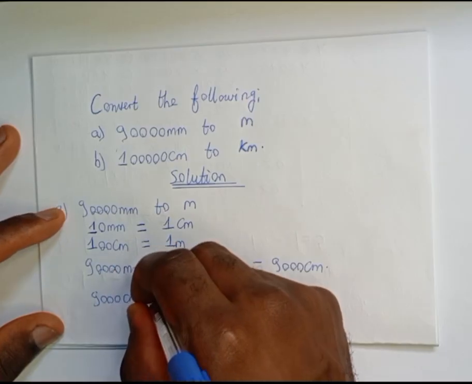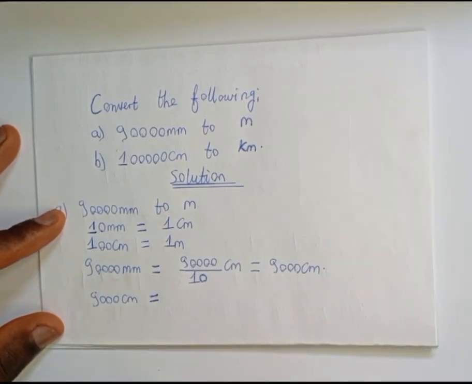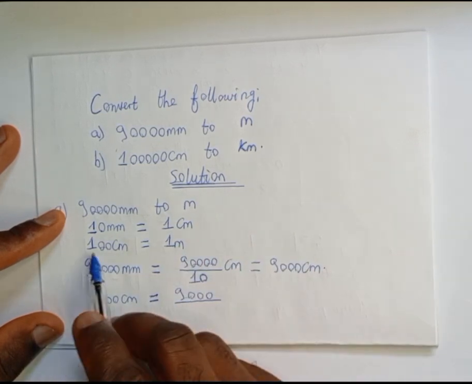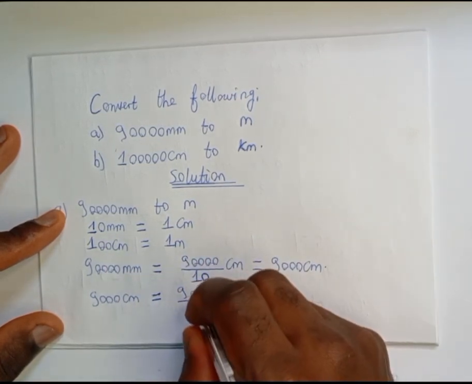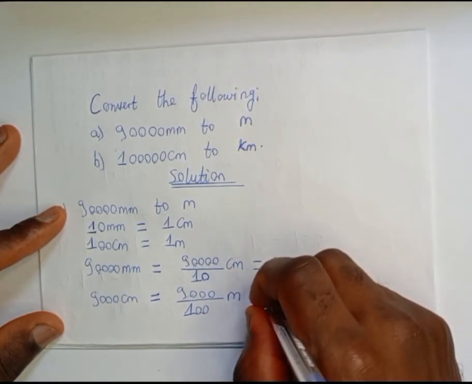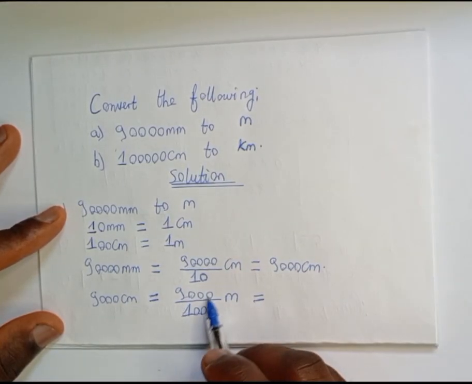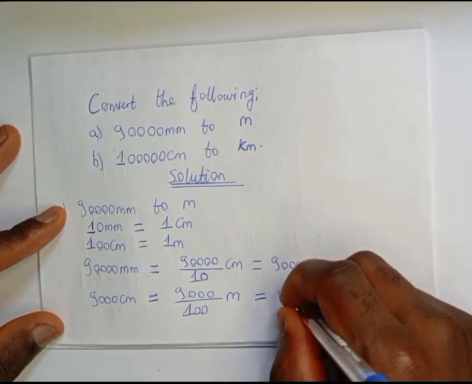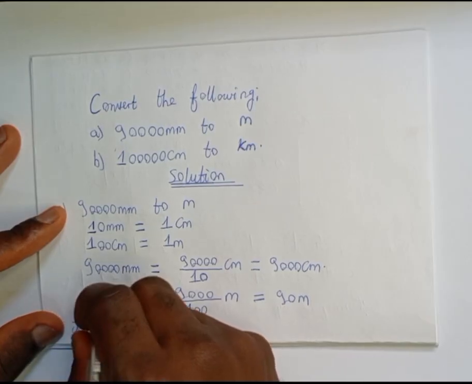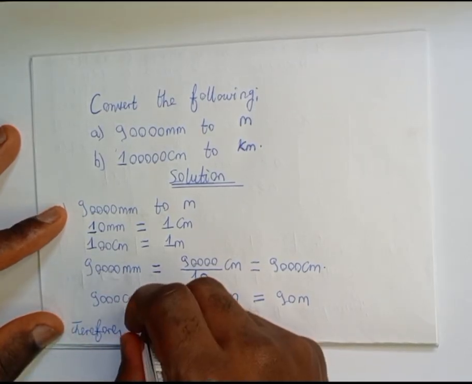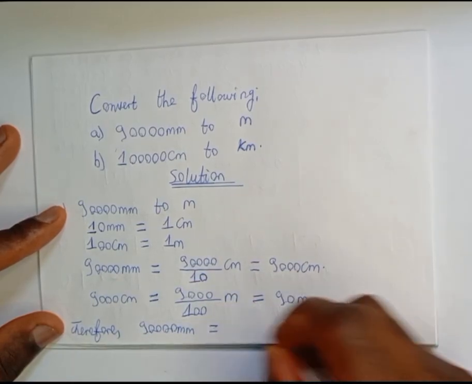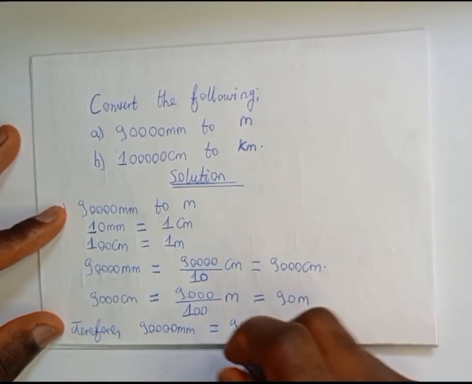Next, we have to convert 9,000 centimeters to meters. We are going to divide 9,000 by 100, and the unit will simply be meters. 9,000 divided by 100 gives us 90 meters. So we conclude, therefore, 90,000 millimeters is equal to 90 meters.